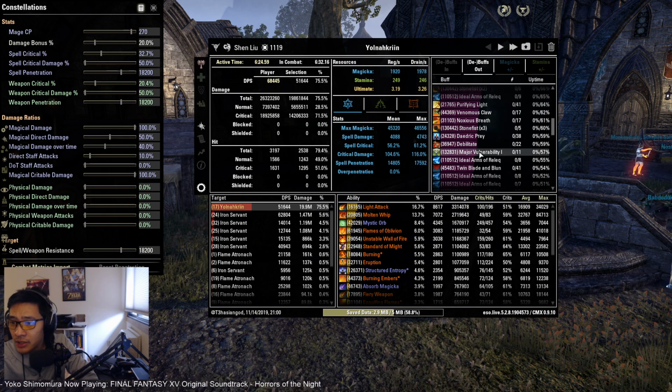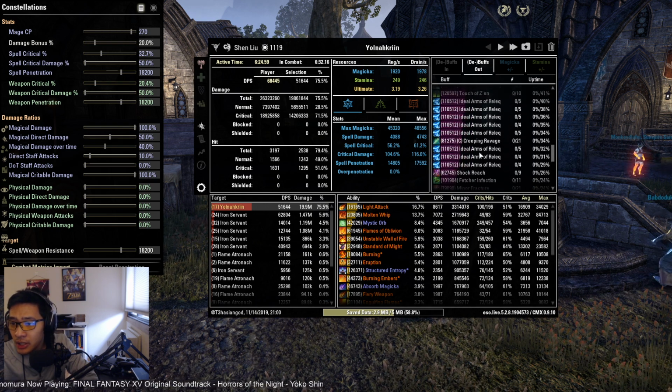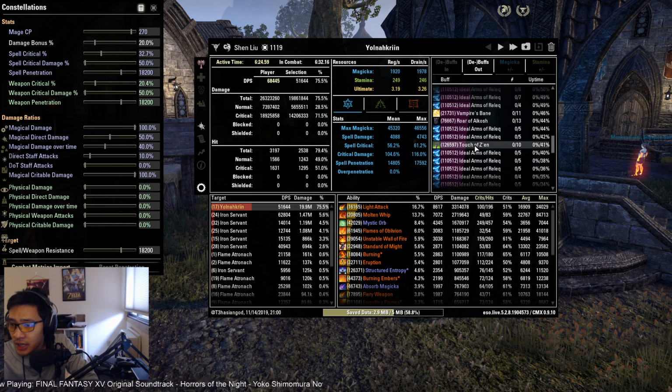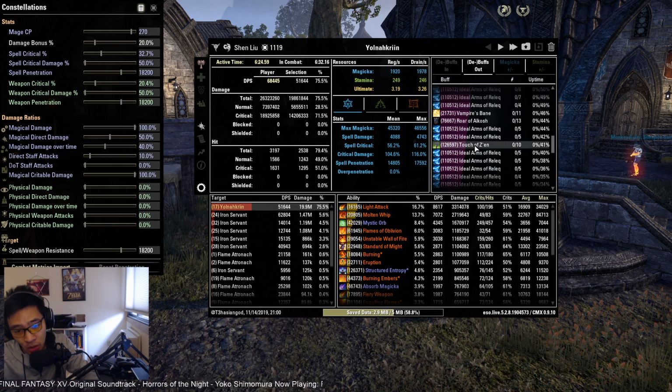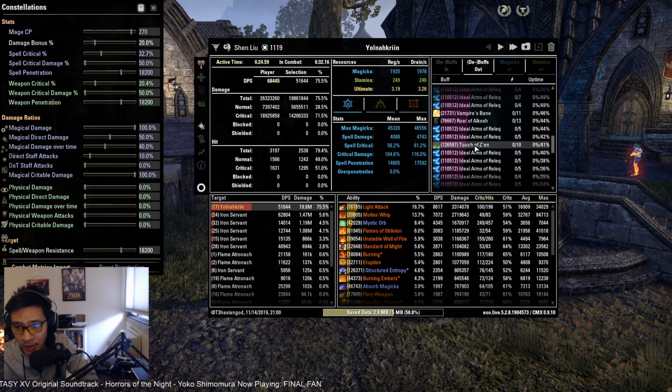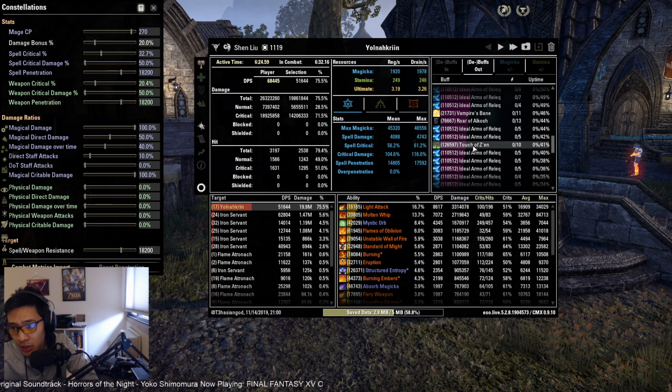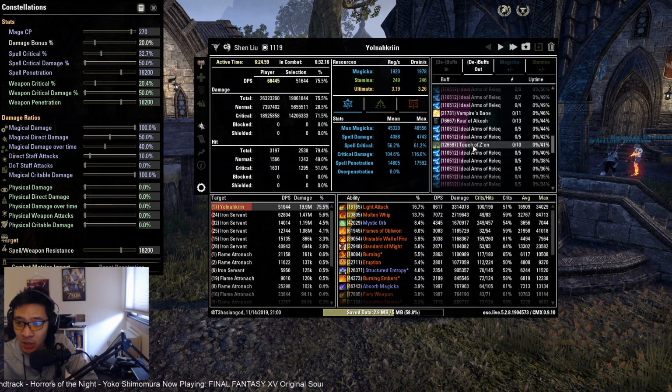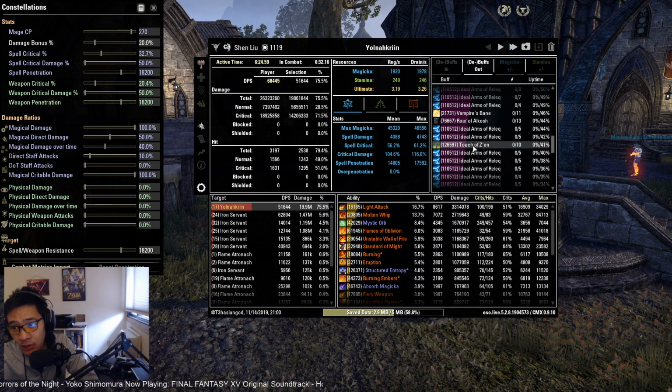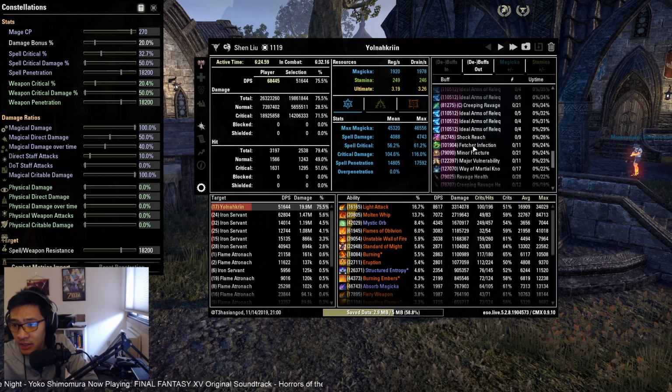Major Vulnerability, that's the vulnerability. We can see here Touch of Z'en, 41%. Touch of Z'en should be 100%. It's fairly easy to get 100% uptime on the debuff itself. Now notice here that this is just a debuff. It's not telling us how much damage we're getting out of Z'en. We're going to need to go into ESO Logs in order to identify that.